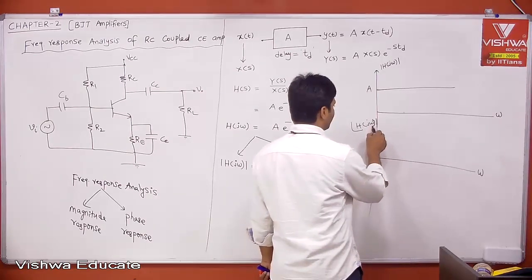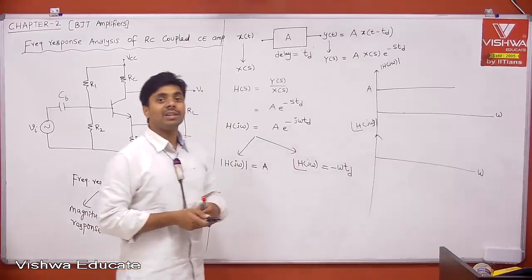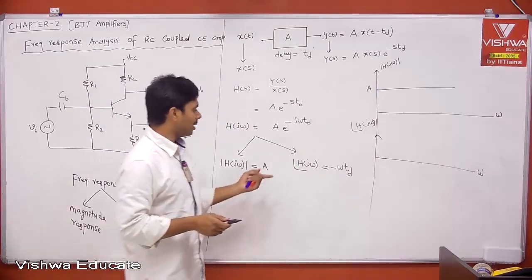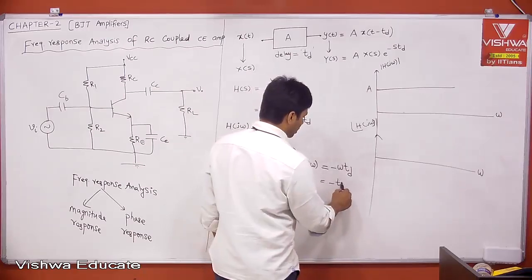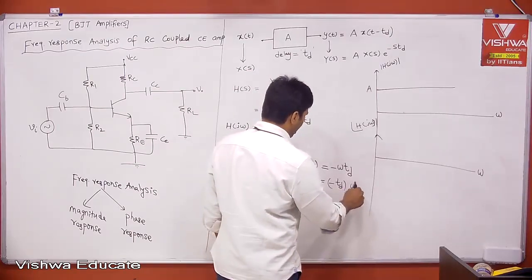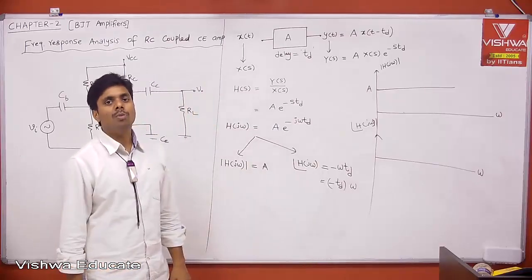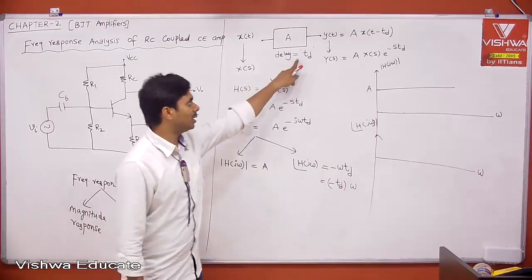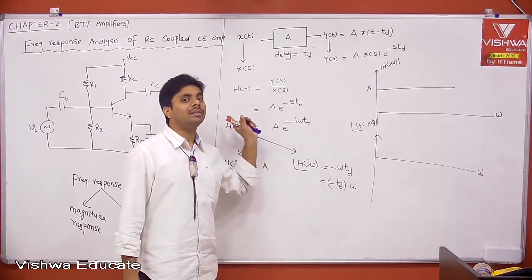Then, what is it supposed to be? If you want to have fixed time or fixed delay in time domain, we should have linear phase response. What do you mean by linear phase response? Y is equal to mx, where slope is nothing but minus td. Negative slope is nothing but positive time domain delay. Positive slope in frequency response is nothing but negative delay.